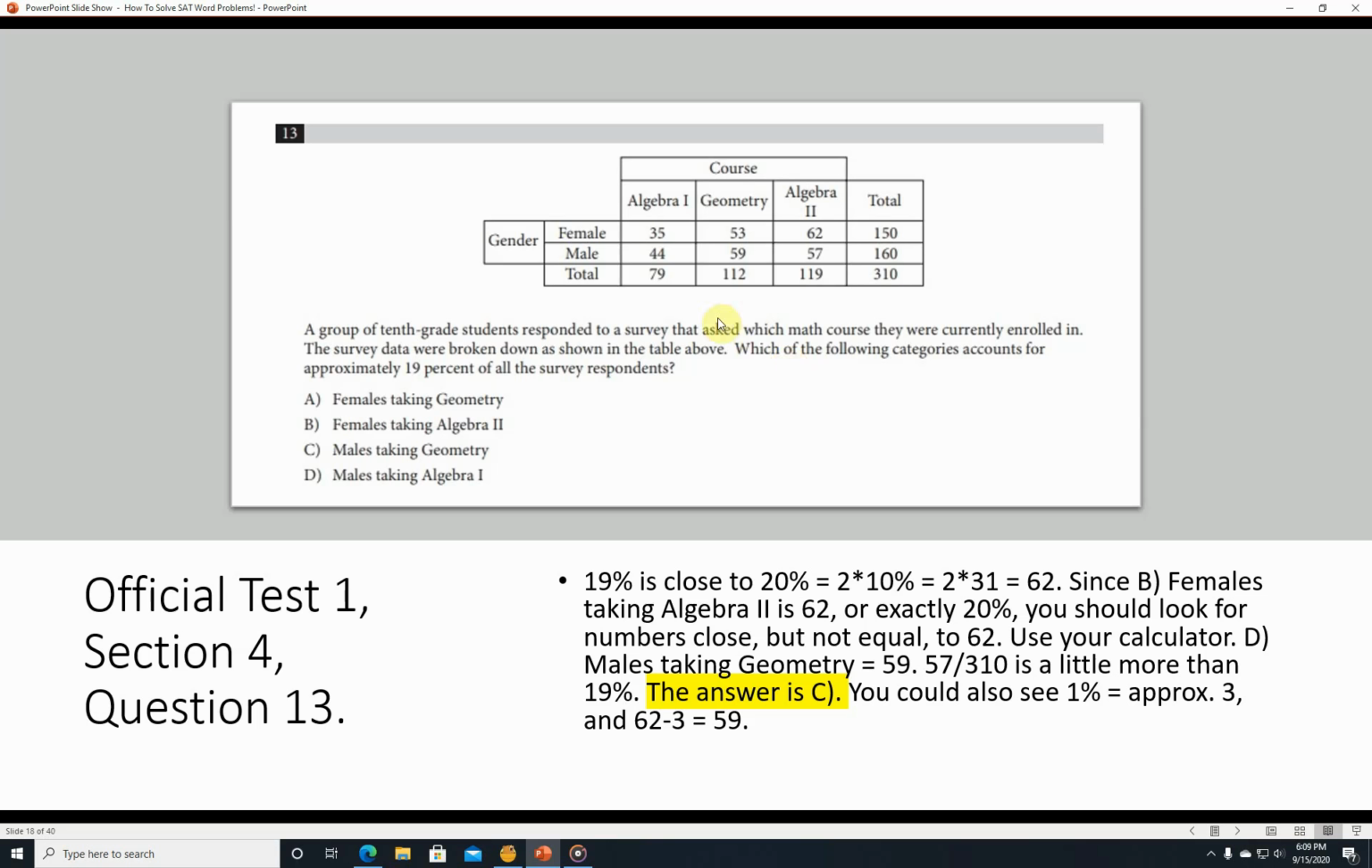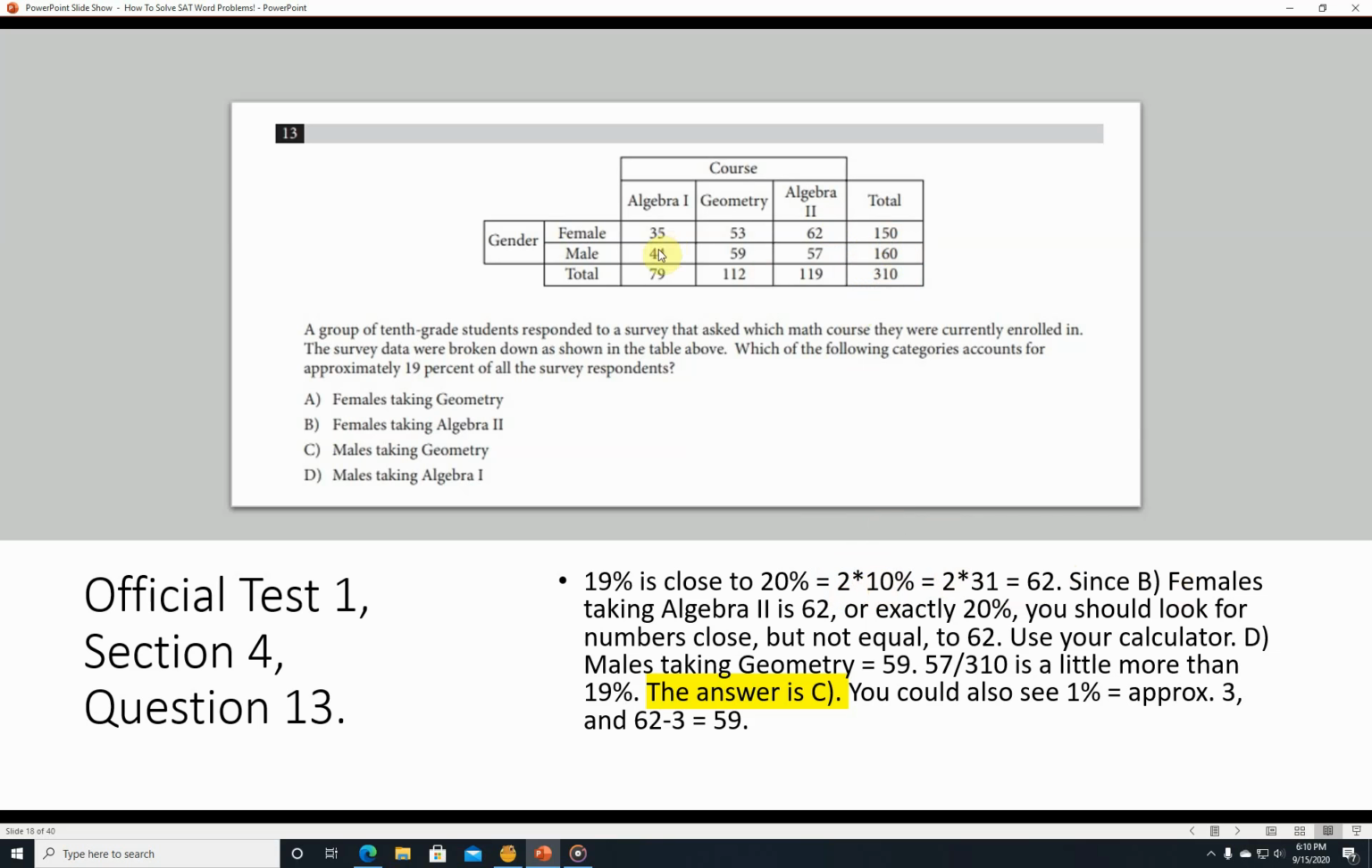All right, so one nice thing is they sum it up for you, so whether you go by the total in each course or the total male and total female students, either way you get a total of 310 students. So we need to know 19% of the survey respondents. 19% is pretty close to 20%, and it's really easy to figure out 10%, and 20% is 2 times 10%. So 10% of 310 is just 1/10. You just move the decimal point, so it's 31.0.